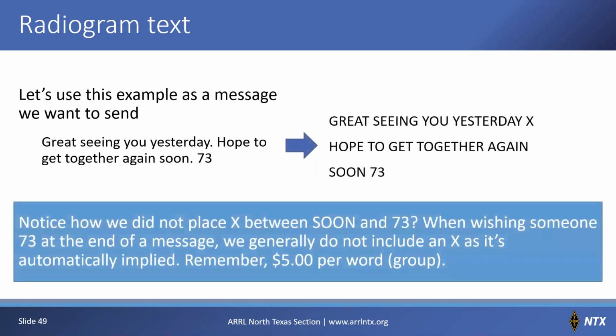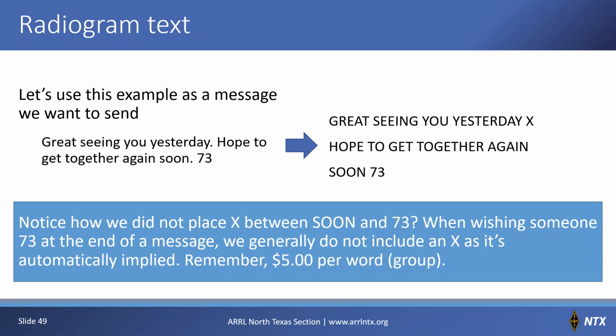So the way this would get converted: great seeing you yesterday, initial X-ray, hope to get together again soon, figures 7-3. Now, you notice how I don't have an X-ray between "soon" and 73? This is going back to that, let's save $5 where we can. Pretty clear the sentence ended after "soon". So did I need an X-ray there? No. Do I need one after "yesterday"? Probably not. So keep that in mind when you're putting things together, that there's some ways that you can try and save money.